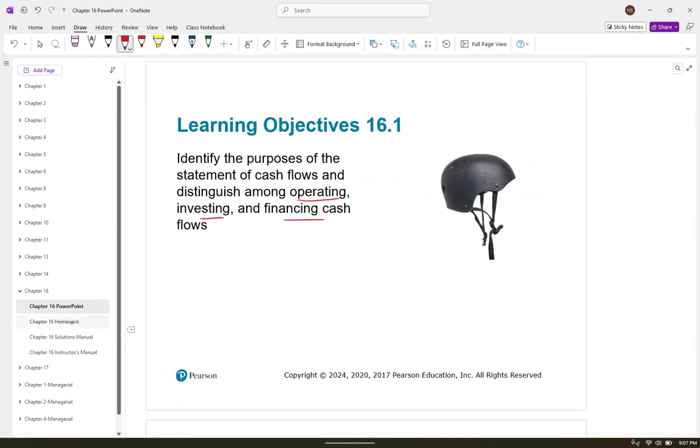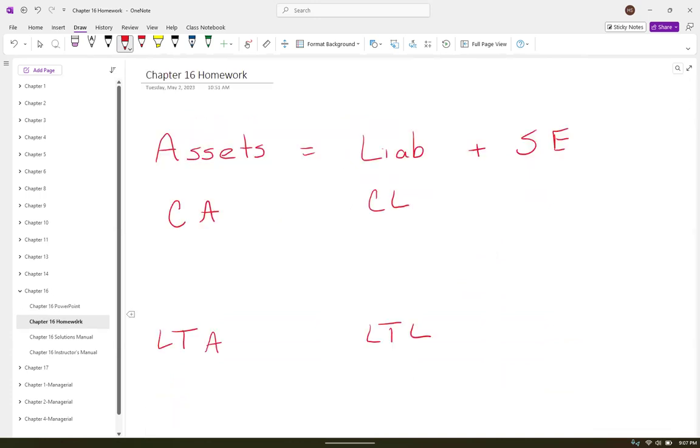I'm going to jump over here to a different tab where I've already written out the accounting equation. And I have the current assets, long-term assets, current liabilities, and long-term liabilities. One of the hardest things to do on statement of cash flows is to categorize it into operating, investing, or financing. So I've not ever seen this in a textbook. I made this up. So let's see how this goes.